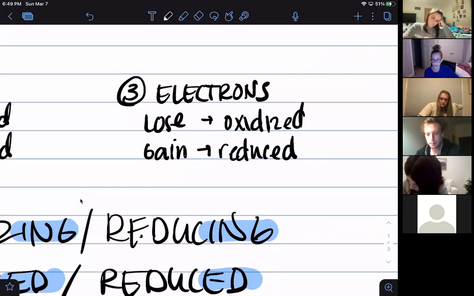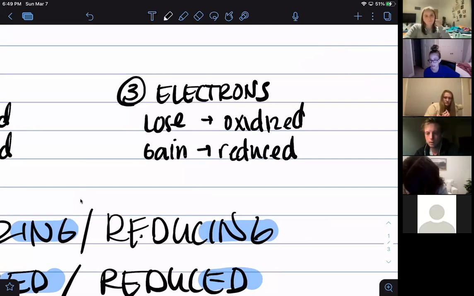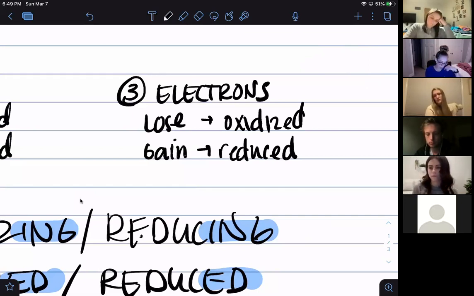Okay, a lot of people use LEO goes GER or OIL RIG. Oxidation is loss, reduction is gain, or lose electrons, you're oxidized. Sometimes that works for people, sometimes it doesn't. It just depends on what you're looking at, okay? If you're following the proton, it might seem weird. If you're following the oxygen, then it could seem fitting, okay? It just depends on how you look at it.